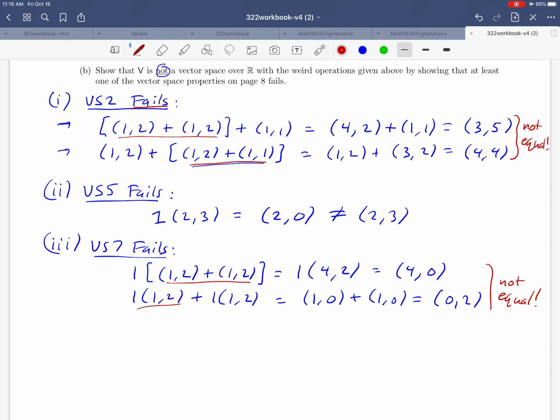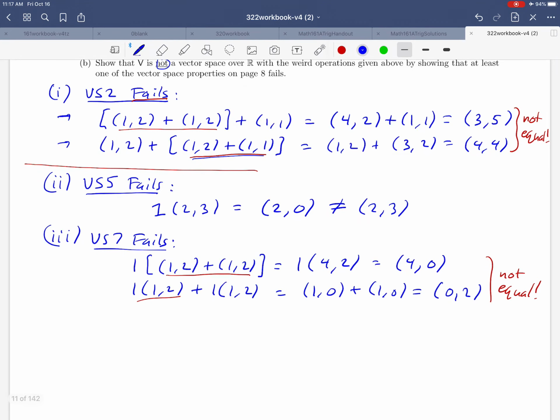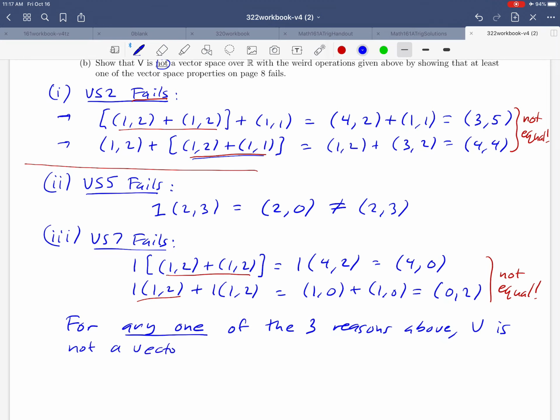If you think about it, it's enough just to show that one of these properties fails, so we could have actually stopped here. After we notice that VS2 fails, that would be enough to show that this is not a vector space, because a vector space has to have all 8 of those properties. Okay, so our final comment here would be: for any one, all we need is one of the 3 reasons above, V is not a vector space under these operations. Okay, and again, you could probably find other reasons, other properties that fail as well.